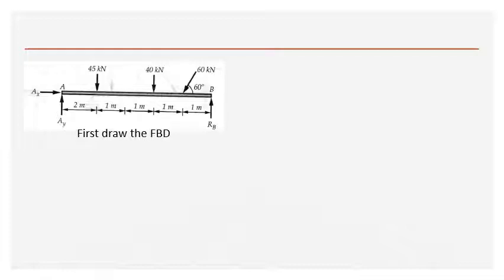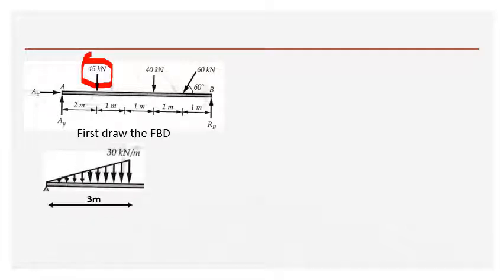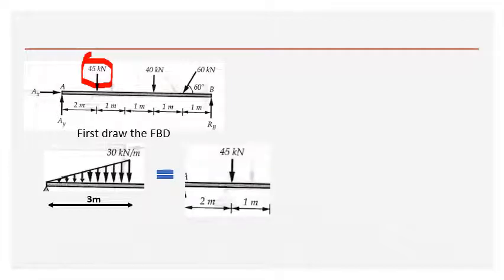We had seen the UVL triangular loading, but here you are seeing the point load of 45 kilonewton. How did it come? The distributed load is converted to a point load. This is the UVL given, 30 kilonewton per meter spread over a length of 3 meter. It's converted to an equivalent point load. What is the equivalent point load? That is 45 kilonewton, which is shown here.